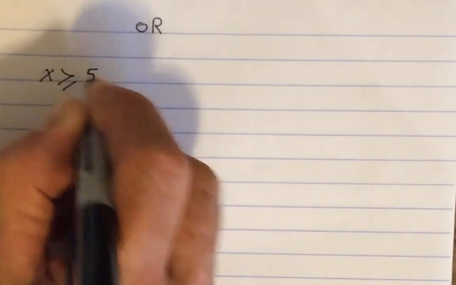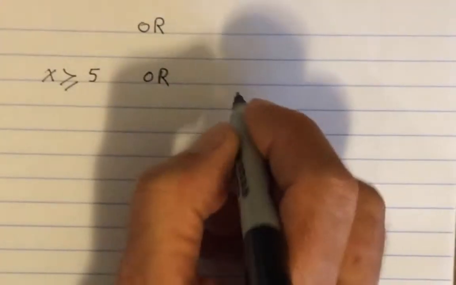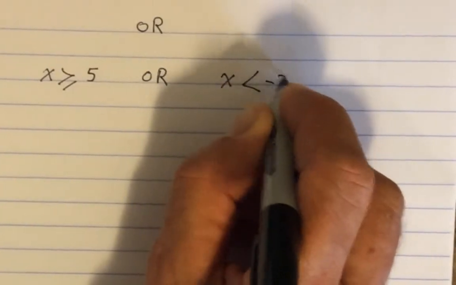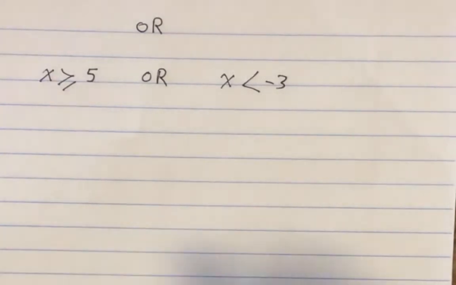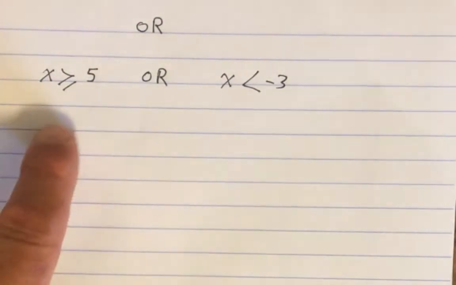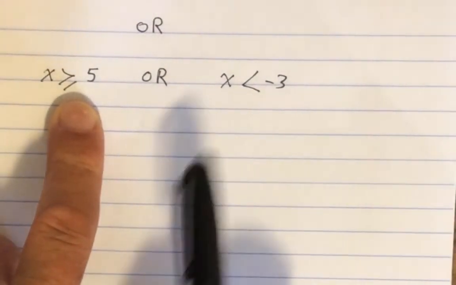Now guys, we are going to do the OR compound inequality. The other one we just did is AND. This one is going to look like this. x greater or equal to 5 or x less than negative 3. As you can see, you cannot combine them in one inequality because you can't be greater than 5 and at the same time be less than negative 3.